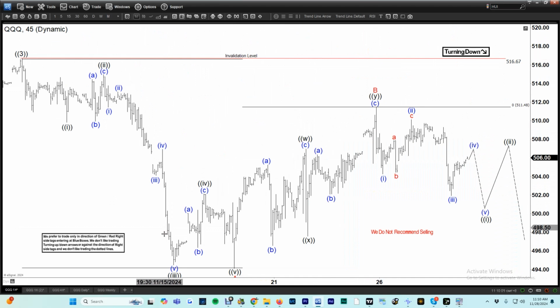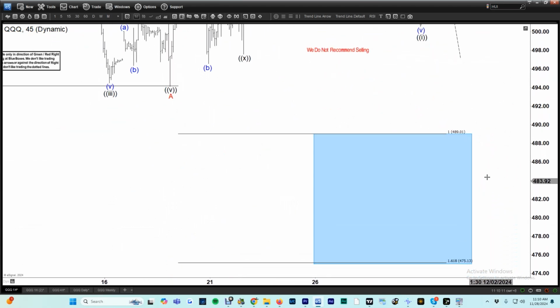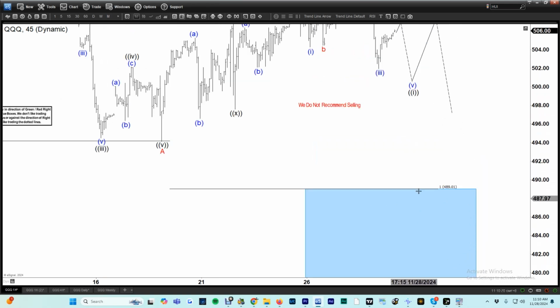In this case, the extreme area is the ABC 100% extension, which is 489 and 475. So this should find support from here, assuming it can go down, and from here we can get to a new high, or we can rally in 3 waves.